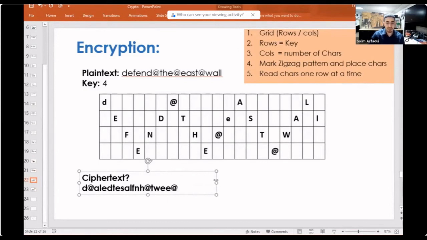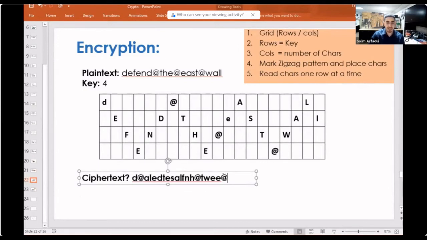So you see, if you ignored the spaces, you wouldn't have known that there is a space there, and you probably would have ignored it. And the person who's intended to decrypt this may end up with a wrong message. So this is how you encrypt, using the rail fence cipher.